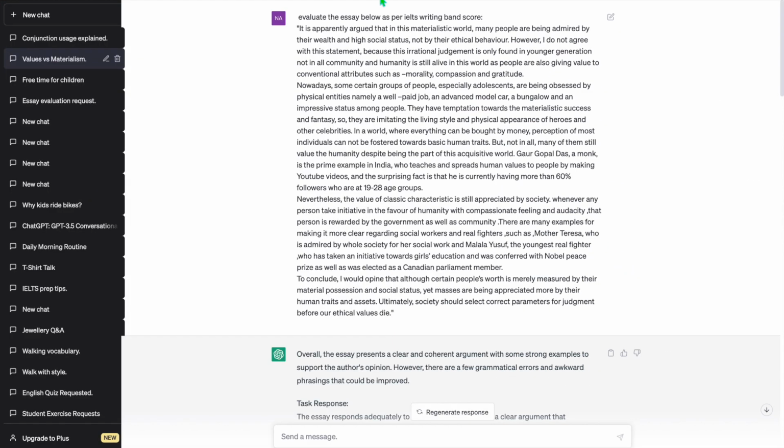See here what I have done. I have put here one of my students' essay and I would evaluate it, to see how it's gonna respond, right? So I have written here, evaluate the essay below as per IELTS writing band score, and after that I just paste it. You can type if you want, otherwise if you have any soft copy with you, you can just copy it and paste here. Okay, so let's see its response.